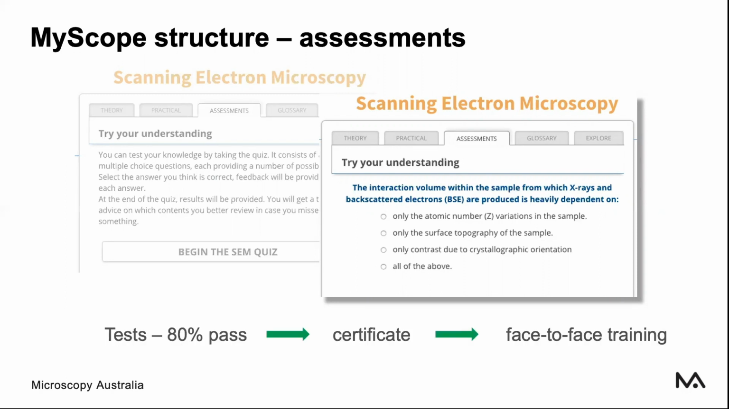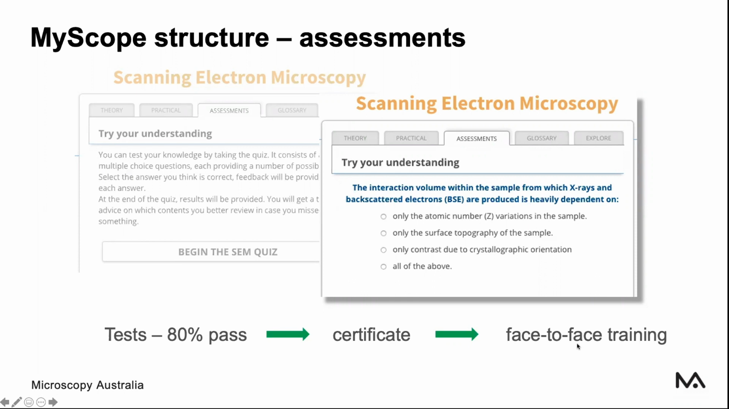So we have set a pass mark on these tests of 80%. If learners get an 80% pass mark on this assessment, they will get a certificate to say that they have passed that. And the way we do it is that when new users come to the facility, we send them to MyScope, get them to do the thing, come back with their certificate, and only then can they get booked in for face-to-face training on the instruments that they're interested in using.